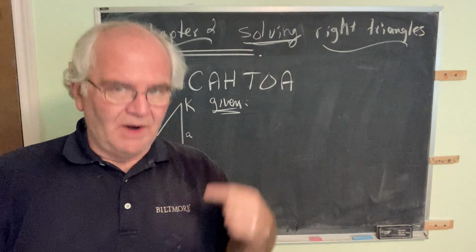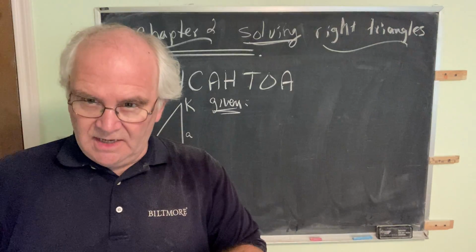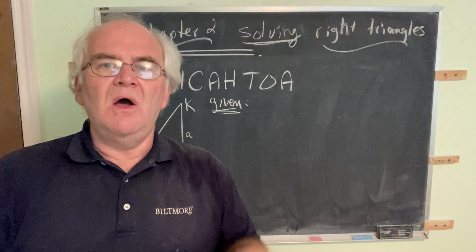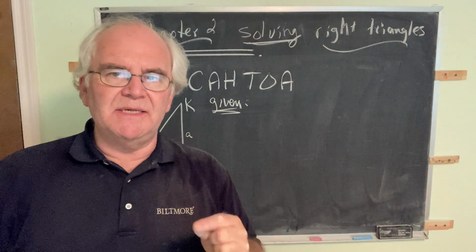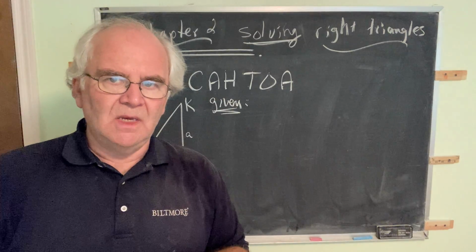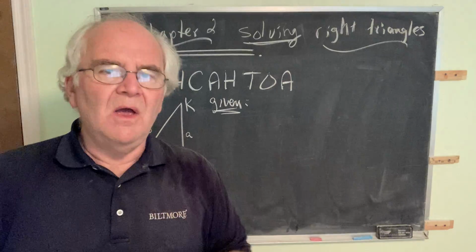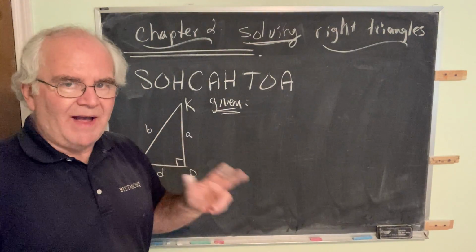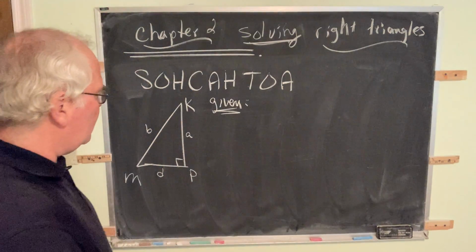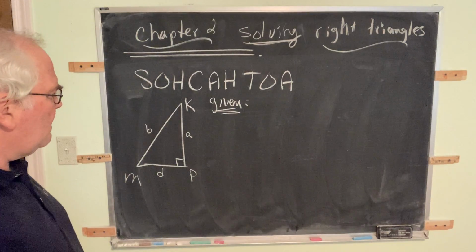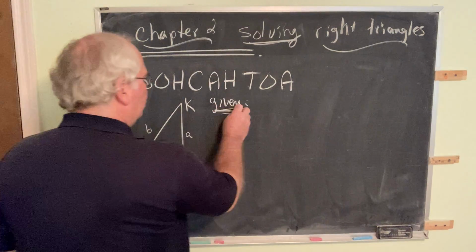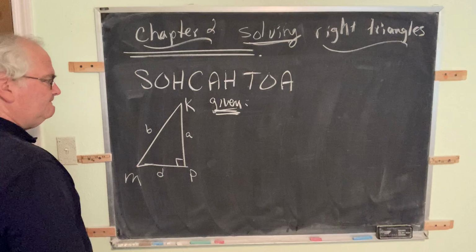For now, since we're at the very beginning of the course, not the very end of the course, one of the given pieces must be a right angle. So you must be given a right angle and 2 more pieces. And for our purposes, for now, at least one of the pieces must be a side. All right, so here's how we're going to do this.